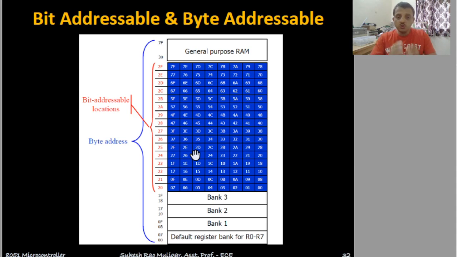To summarize, the 8051 RAM is subdivided into three groups: bank registers, bit addressable area, and general purpose RAM. Please keep a note of all these. The register addresses are easy to remember: 0 to 7, 8 to 0F, 10 to 17, 18 to 1F are the bank registers, then 20 to 2F is bit addressable, and 30 to 7F is general purpose RAM or scratch pad memory. So this is the overall structure of the 8051 internal RAM.